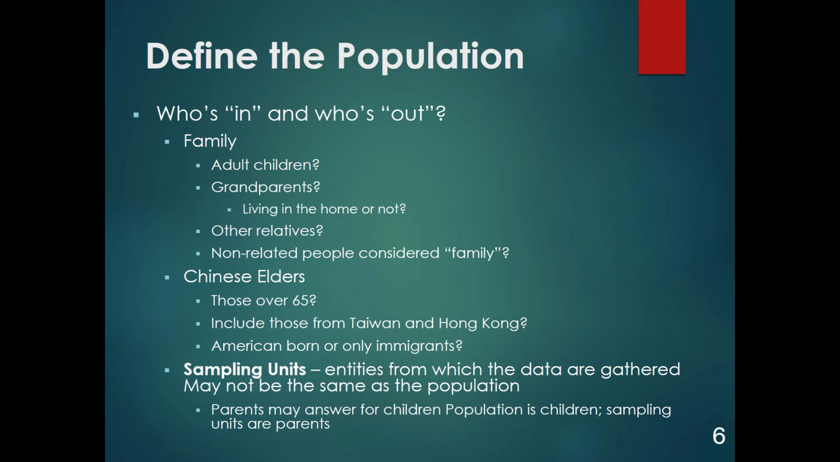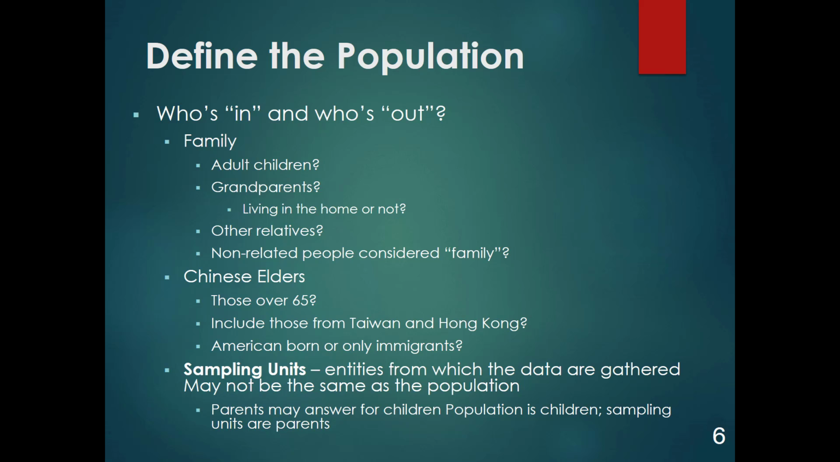Suppose, for example, that you have a population of elderly Chinese people. How would you define that population? Would you restrict your study to only American-born Chinese people? Would you also include elderly immigrants from China? What about immigrants from Taiwan or Hong Kong? The researcher has to decide their boundaries for that population, and whoever is included needs to be clearly stated under the definition of elderly Chinese people.